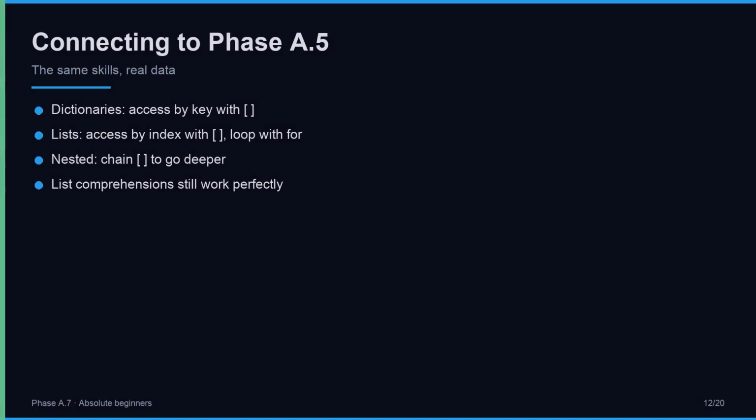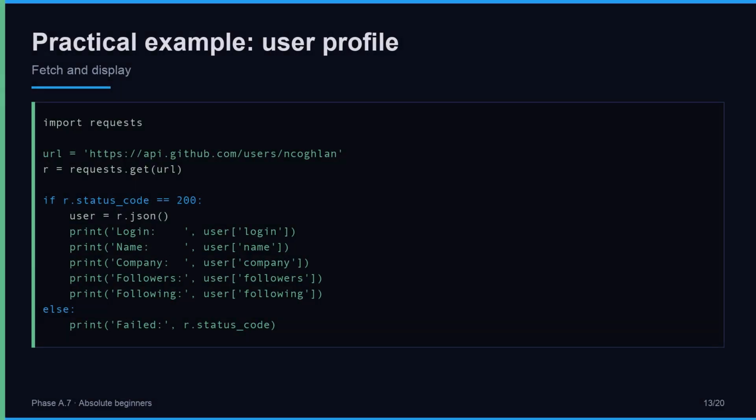Notice how everything today connects back to the collections lessons. You access dictionary values by key with square brackets, exactly as you did in the dictionaries lessons. You access list items by index with square brackets, and loop over them with for, exactly as you did in the lists and loops lessons. You chain square brackets to descend through nested structures. List comprehensions work the same way they always have. The only new thing is where the data came from. Once it is parsed, it is just Python data, and your existing skills take over. Old skills, new data.